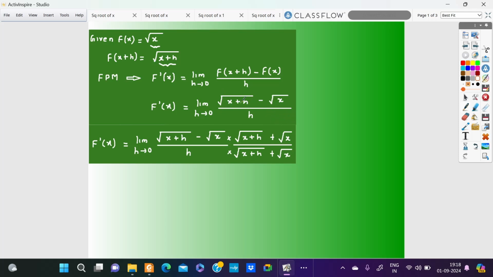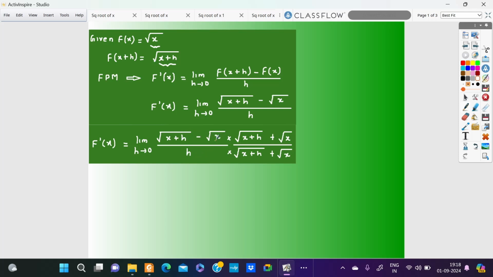The square root of x plus h cannot be split as square root of x plus square root of h. And also we cannot apply the limit here since the denominator becomes 0. So we know that the value of the fraction gets larger and larger as the denominator approaches 0, and hence cannot be defined. So therefore, the only possibility here is we just use the conjugate of this numerator.